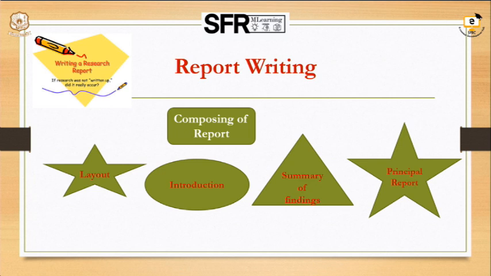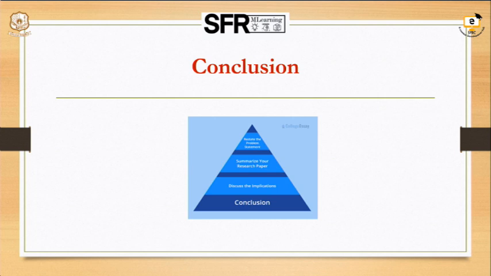layout. Layout means title, date, author and a table of contents. And second one is introduction. Introduction includes research purpose and methods, especially the study scope. And third one is summary of findings. And fourth one is principal report. Principal report contains the main body of the report. So this is the way of report writing. And finally, conclusion. So we conclude our findings based upon the previous criteria. In this way, we have to conclude the research.